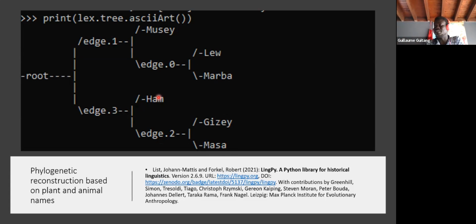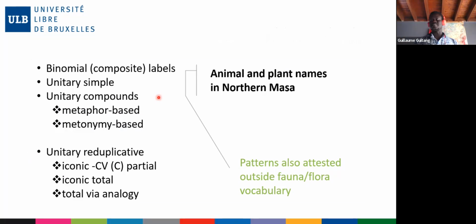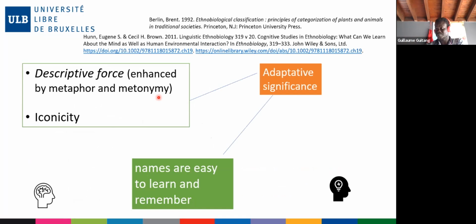Now I also talked of the insights into the processes of lexical creation and maintenance. So basically these are the things that I showed: composite labels, unitary ones, metaphor based, metonymy based. And then you have reduplicative ones, CV reduplication, iconic, and analogical reduplication. These are patterns that you find in the fauna vocabulary too. And I think I was able to show that there is some high descriptive force in the binomial labels, which is enhanced by metaphor and metonymy. And in the reduplicative ones, you clearly saw some iconicity in it.